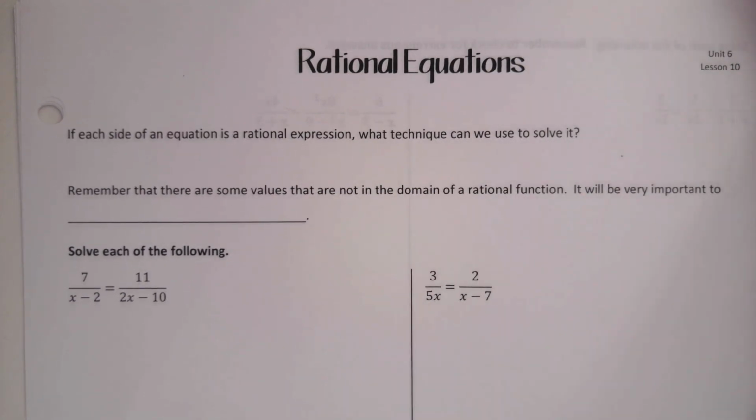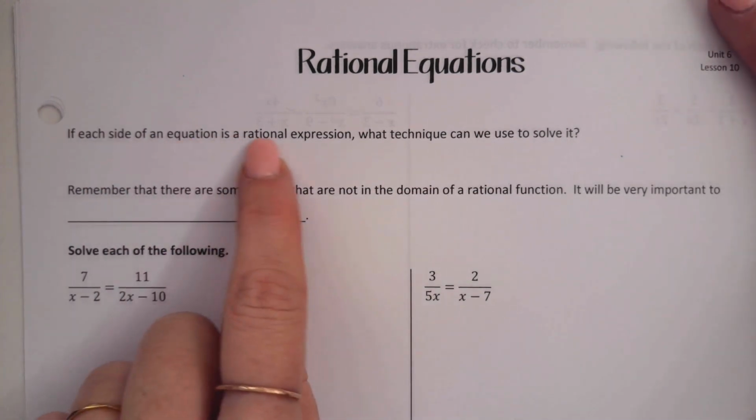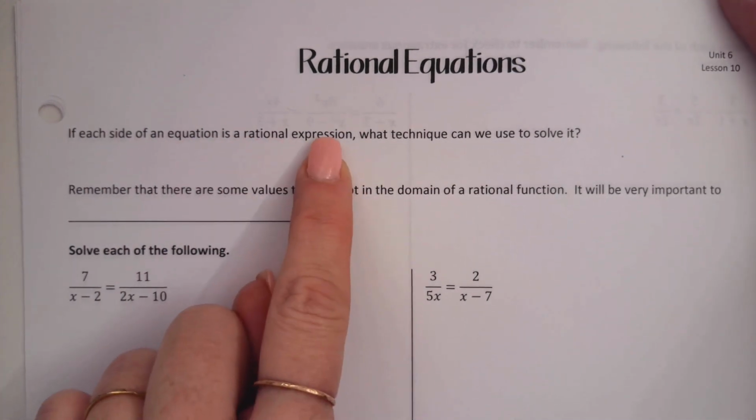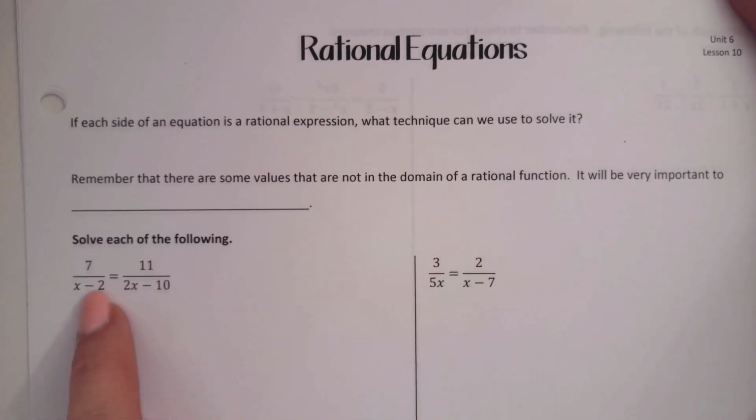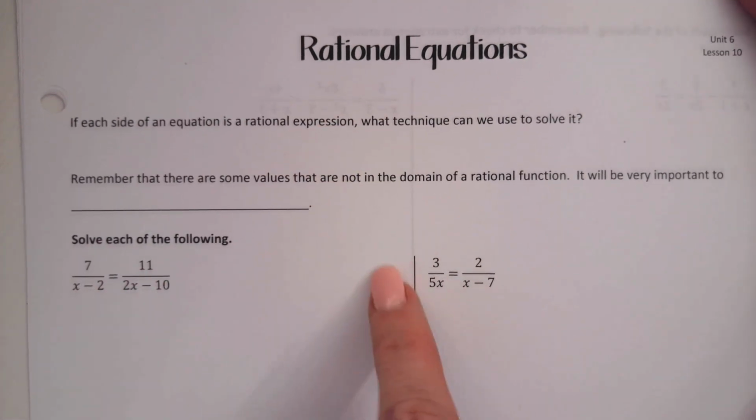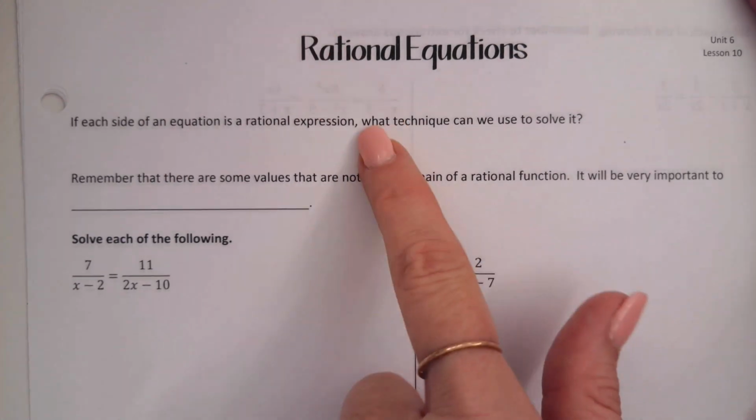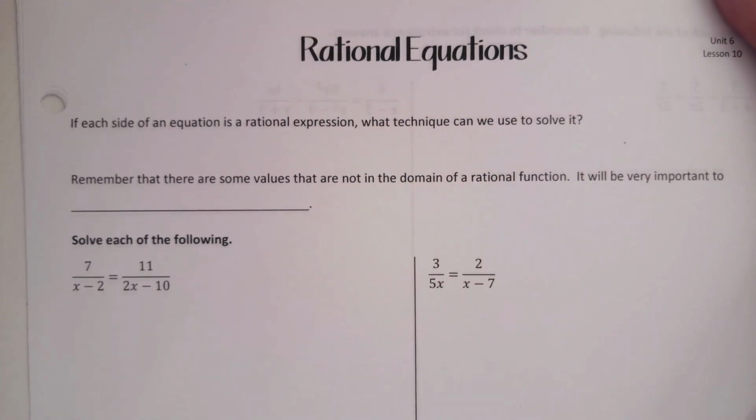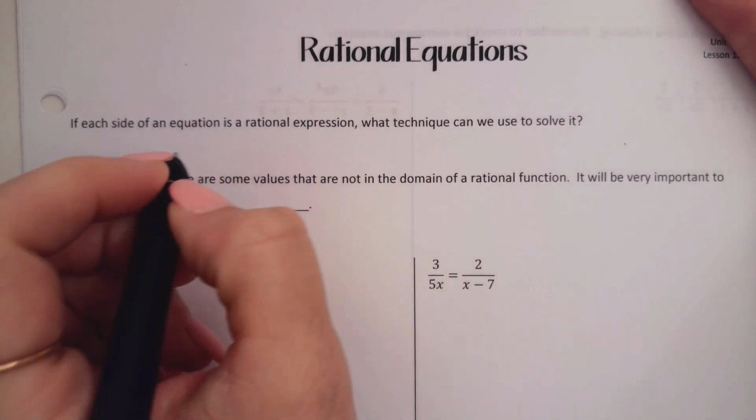There are some very easy rational equations, and you might have even solved equations like this in Algebra 1. If each side of an equation has just one rational expression, with no plus or minus or anything like that, what technique straight from 5th grade can you use to solve it? Cross multiply. The old butterfly.